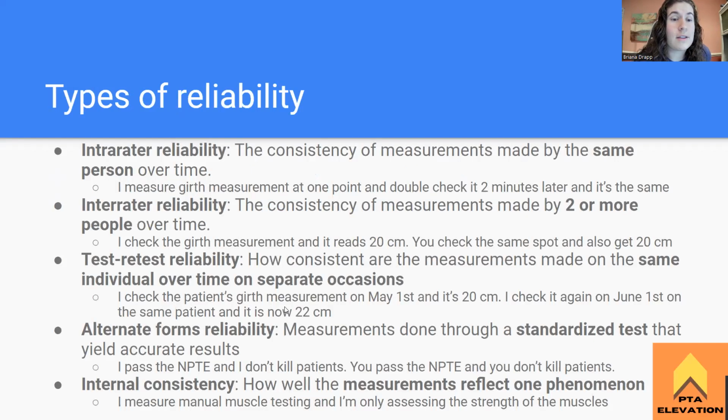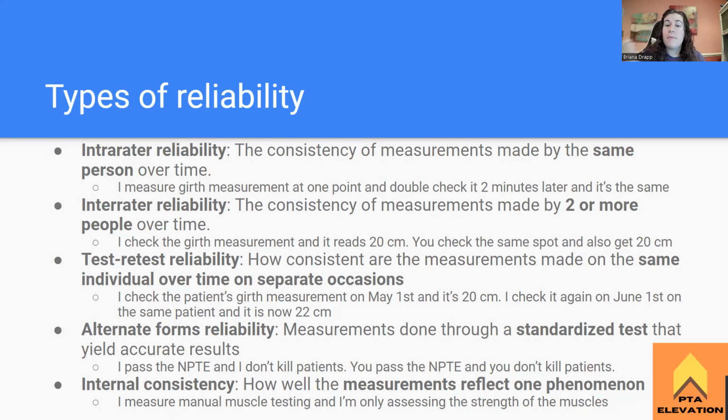There are a lot of tests out here that are reliable. So let's talk about the different types of reliability. We have intra-rater reliability. Intra means between the same person. The same person could be me, could be you, it doesn't matter, but it's talking about the consistency of measurements made by the same person over time.